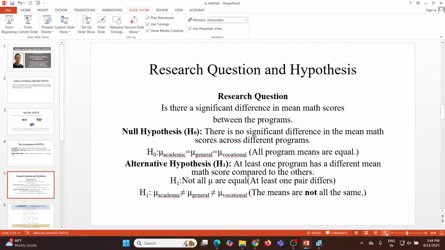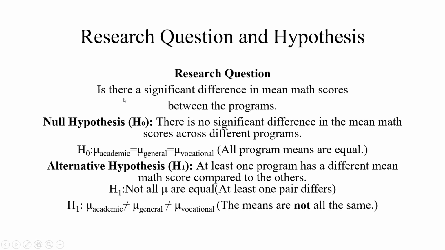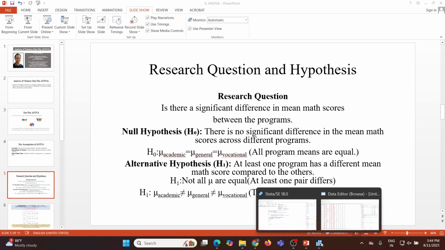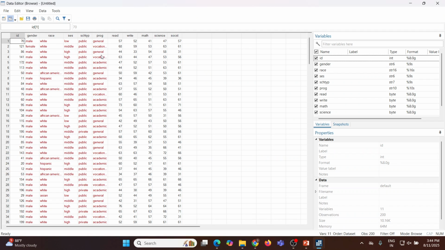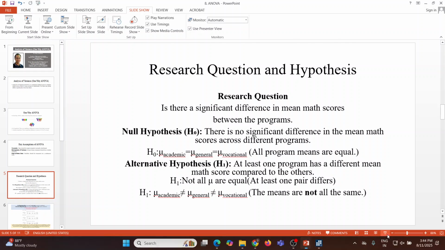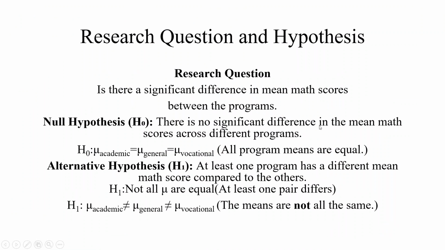Now what is the research question here? Is there a significant difference in mean math scores between the programs? How many programs are there? Let's see. We have the programs general, vocational and academic. What is our null hypothesis? There is no significant difference in the mean math scores across the different programs. Three programs are there. So H0: mu academic is equal to mu general is equal to mu vocational. All program means are equal.